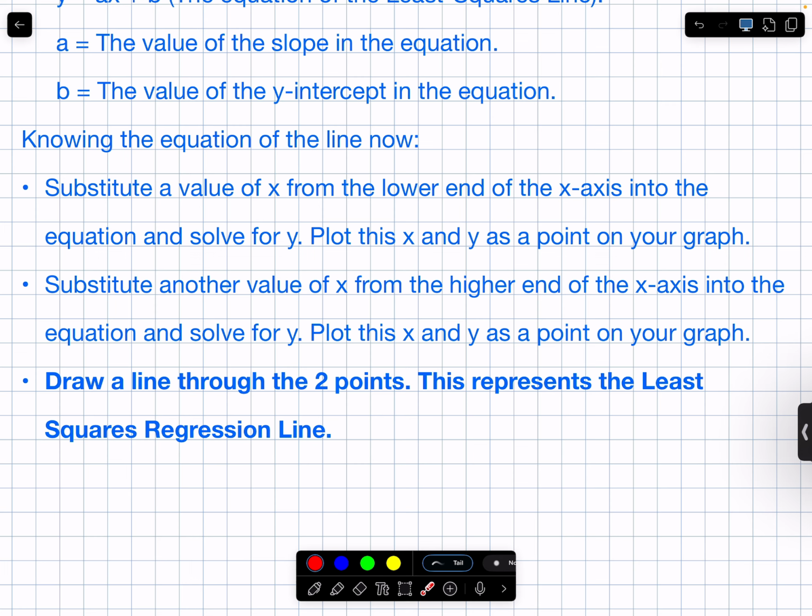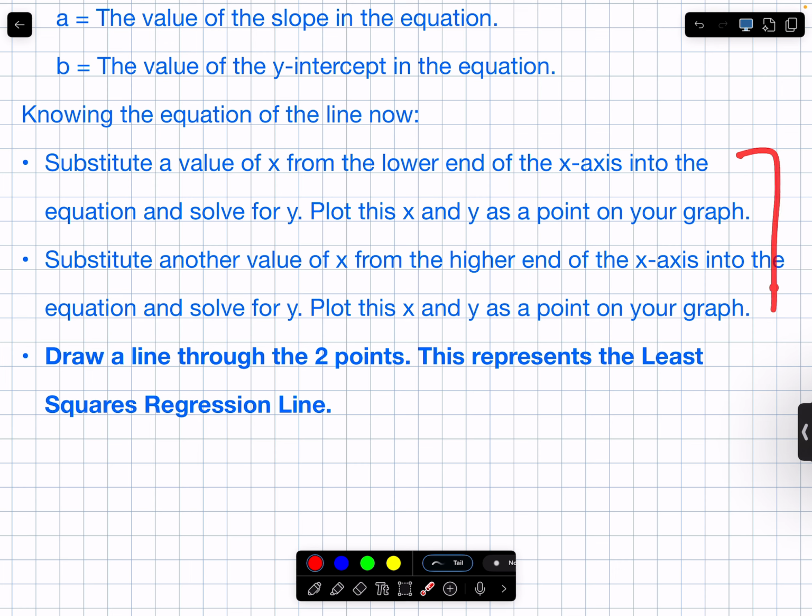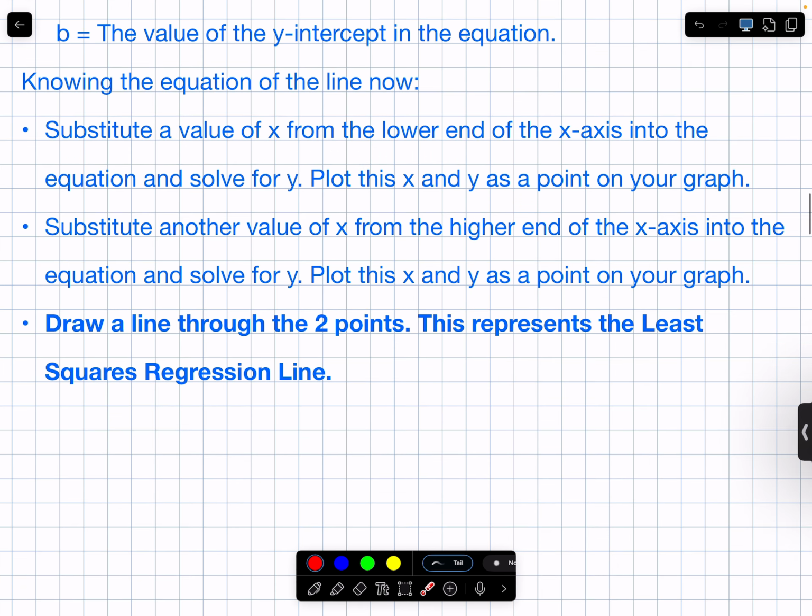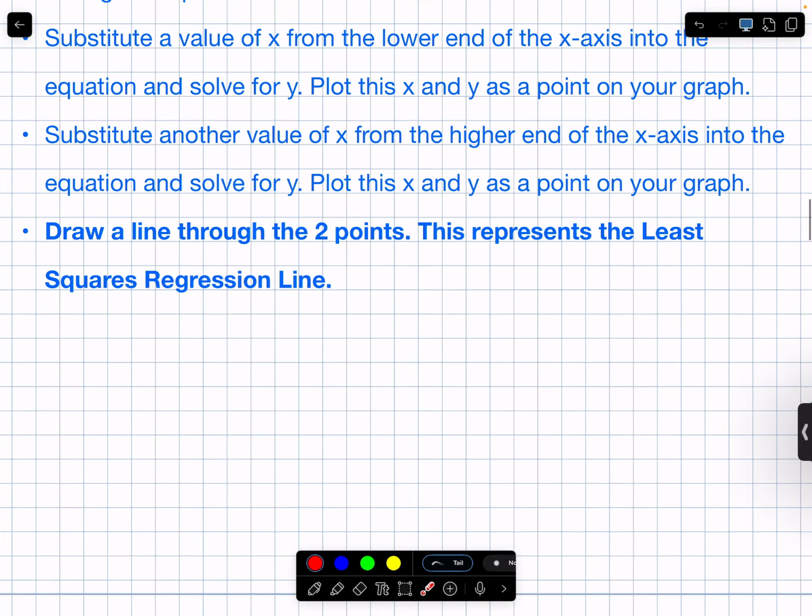And then this other one, substitute another value of x from the higher end of the x-axis into the equation. Solve for y. Plot this x and y as a point in your graph. At this point, if you do these two things, you're going to have 2 dots on your scatter plot. If I've got 2 dots, I can draw a line through it. Now, you may be having trouble imagining that. So can we do a question on it now?